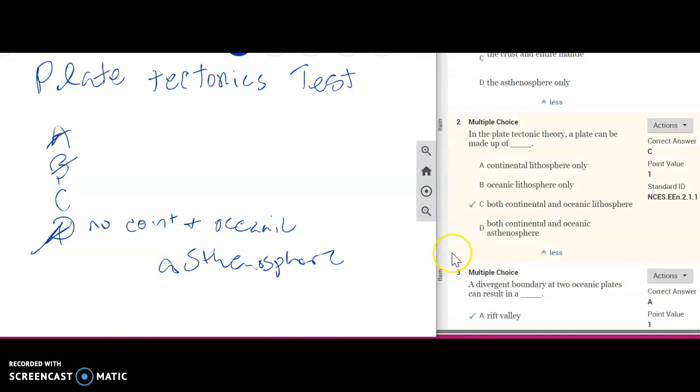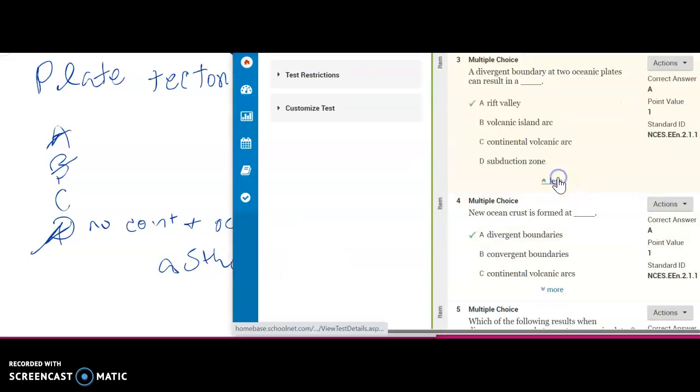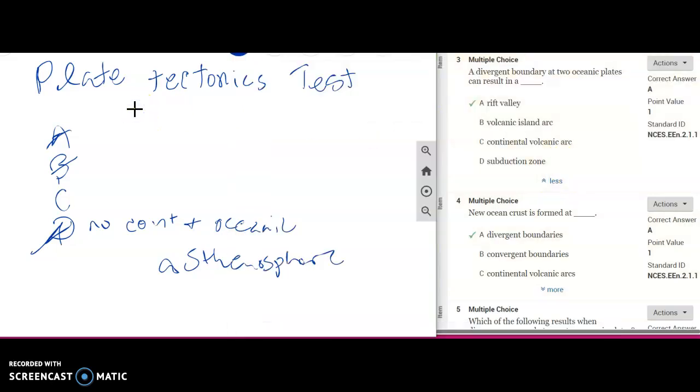Going on to number 3. A divergent boundary at 2 oceanic plates. So I do not like this question. This question says a divergent boundary at 2 tectonic plates would be a rift valley. That's true if it's on continental crust. A rift valley happens in continental crust. This would be at the bottom of the ocean, so it wouldn't be a rift valley. I'm going to throw that question out. Just so you guys know, I'm going to throw that question out.